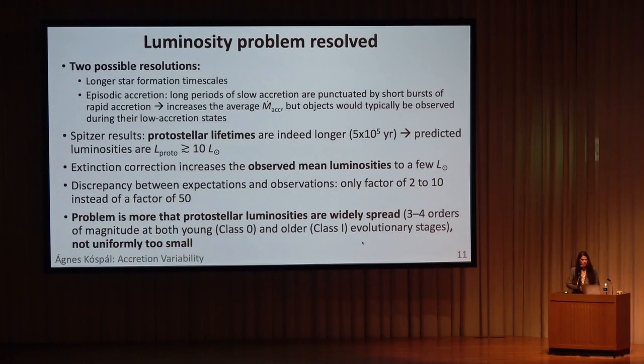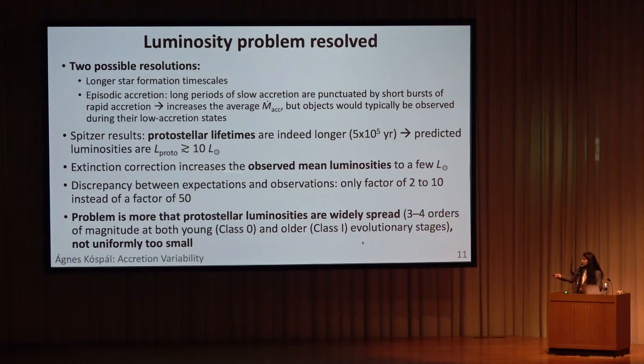So there are two possible resolutions proposed for this. Either star formation timescales are longer, or accretion is episodic, which means that longer periods of slow accretion are punctuated by short bursts of rapid accretion. This means that you increase the average Ṁ, but the objects would typically be observed in the low accretion state.